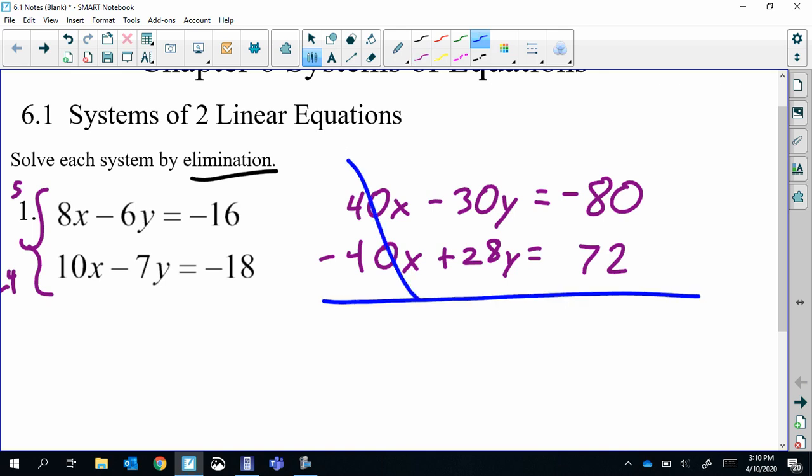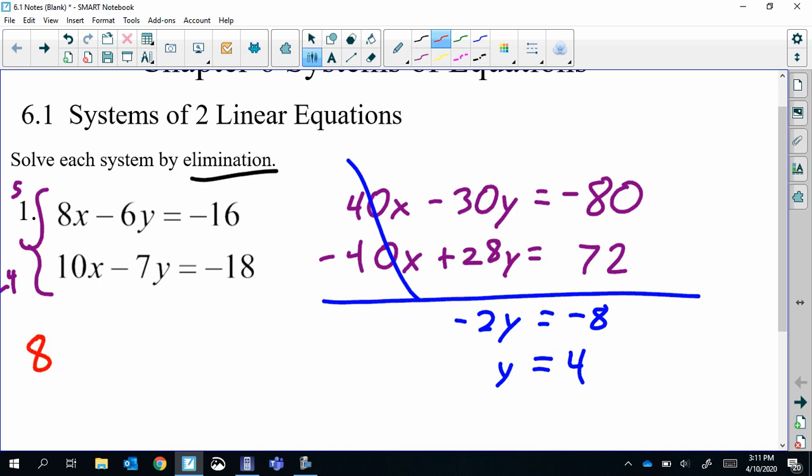Our x's will cancel right there. We get negative 2y equals negative 8. Divide, you get y equals 4. So then we can take this answer of y equals 4, plug it into either one of the original equations, and we'll solve for x.